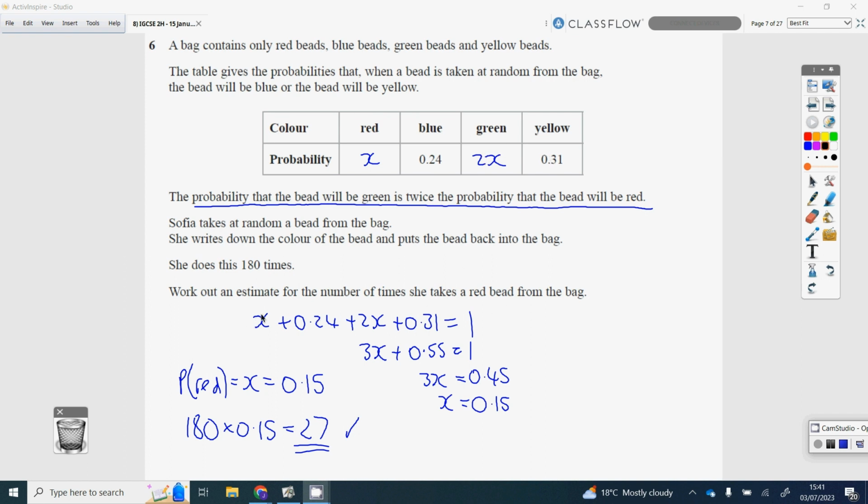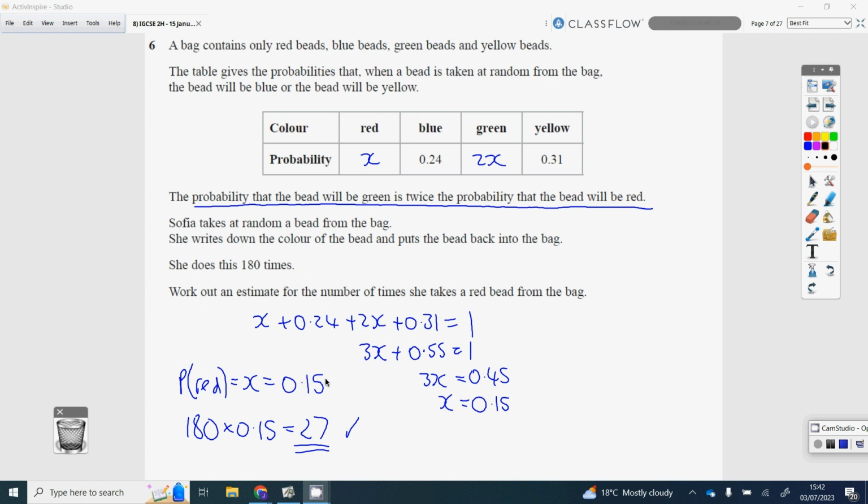So again, like a bit earlier on, we've just constructed an equation that we're going to have to solve. So gather up the left-hand side. X plus 2X is 3X. 0.24 add 0.31 is 0.55. Take away 0.55 from both sides. We get 3X equaling 0.45. Divide by 3, we get X being 0.15. So the probability of a red with a single pick is 0.15.